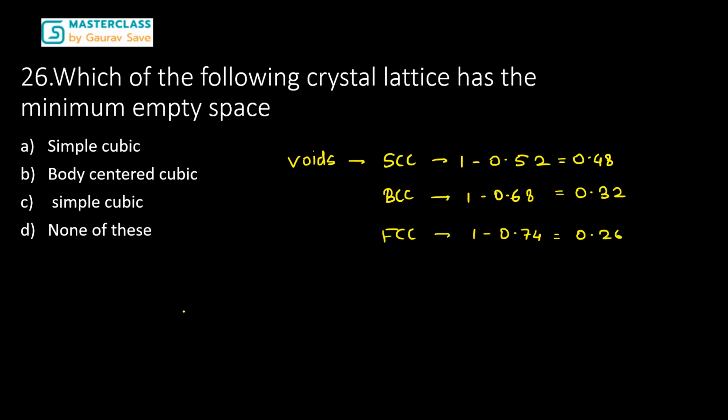So the correct answer is face centered, and the minimum empty space, simple cubic, body center. Okay, there are two simple cubics. I think there is one typing mistake. So right now, let's assume, I don't know, but most probably this must be option C, must be face centered cubic. Okay, so if option C is face centered cubic, then C is the correct answer. Definitely two answers cannot match with each other. So option C might be face centered cubic, and C might be the correct answer. Please have a look at it.